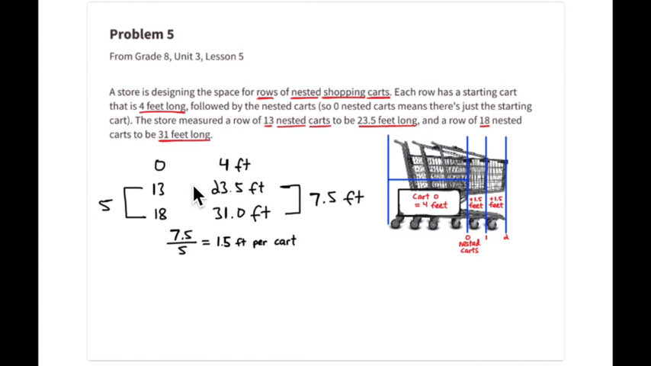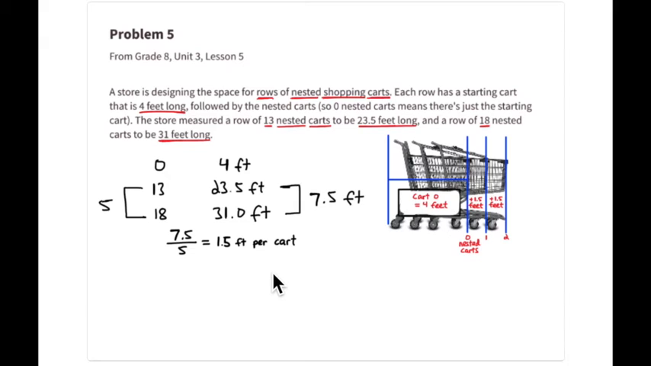And so if you have 13 nested carts, now remember that's a total of 14 carts. They just want you to look at the 13 carts that are nested. That equals 23.5 feet. I'm sorry, this includes the 4 feet in the beginning. So this is 23.5 feet. And then you go out to 18 nested carts. This again includes the 4 feet in the beginning, but 18 nested carts gives you a length of 31 feet.